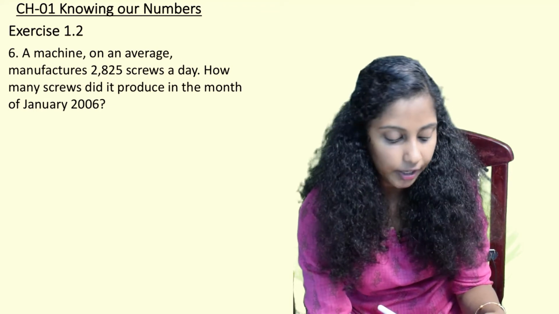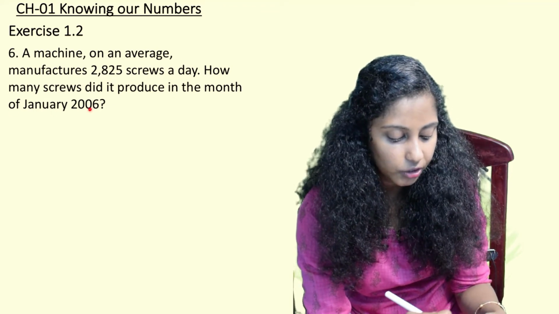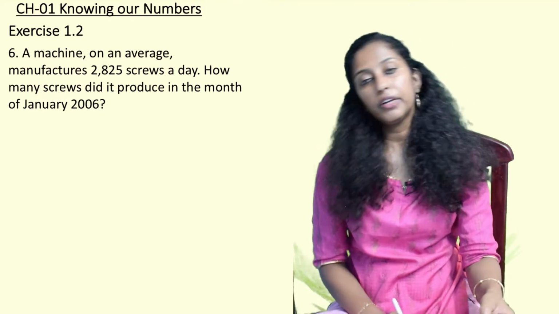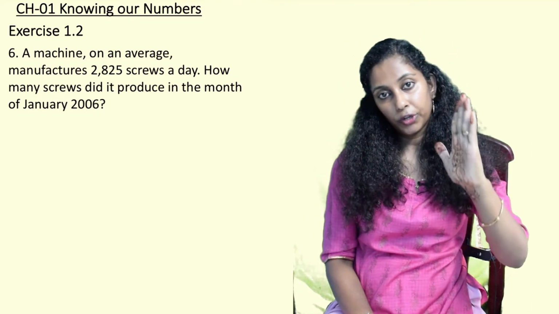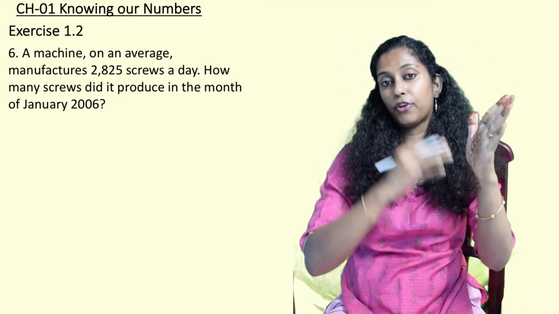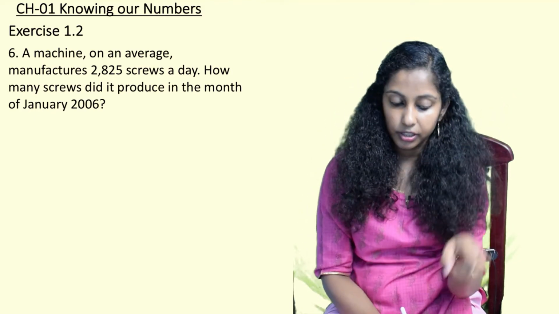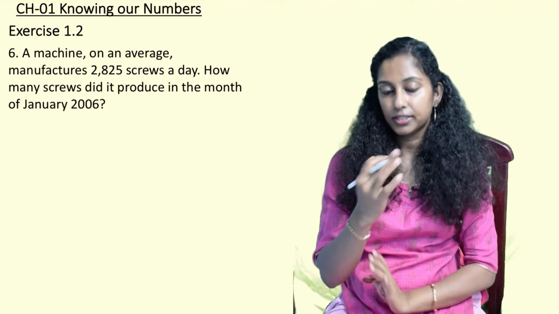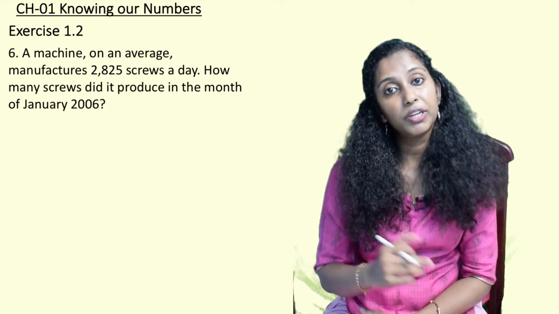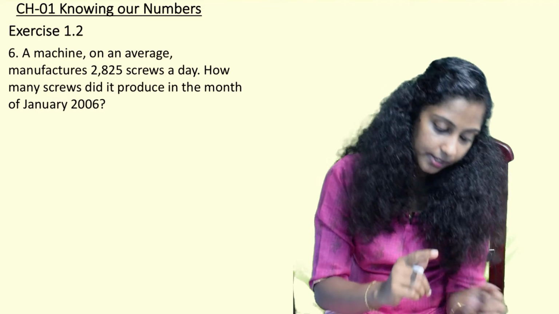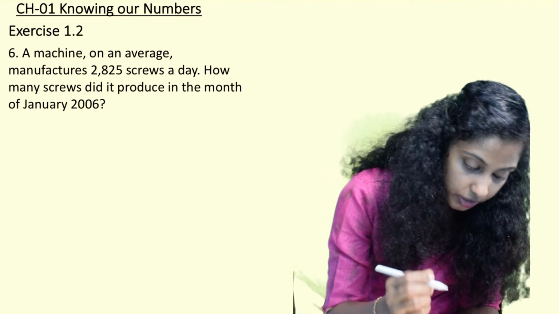Sum number 6. A machine on an average manufactures 2,825 screws a day. A day is 1 day. How many screws did it produce in the month of January 2006? Whenever they give the quantity for one thing and they are asking for many, we need to do multiply. So here for 1 day production is 2,825. They are asking for the month of January. So in the month of January there are 31 days. So we'll be multiplying this with 31.